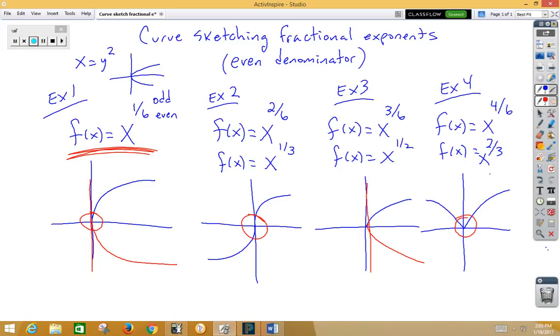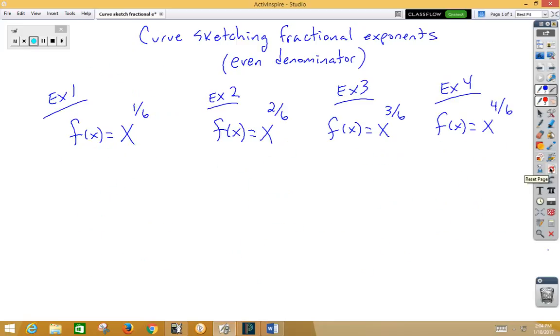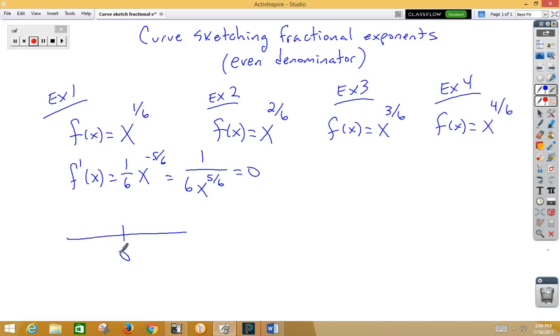So when we're actually doing the calculus for these problems, it's the same process as any other calculus problem. We need to find increasing, decreasing, changing concavity. We'll go ahead and do one of these, so let's just do example 1. So if I'm doing example 1, my first derivative would be 1/6 x to the negative 5/6, which can be rewritten as 1/6 times x to the positive 5/6 in the denominator. Clearly, when we set that equal to 0, we have a problem at 0.